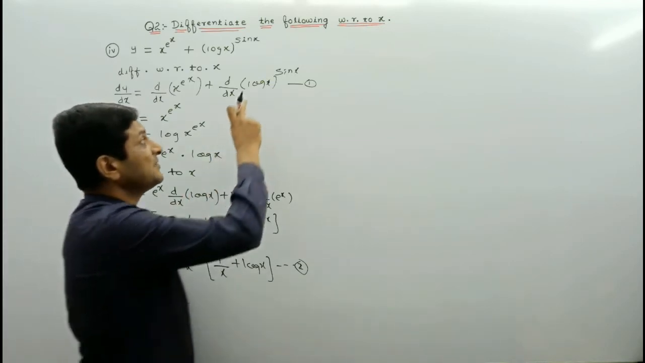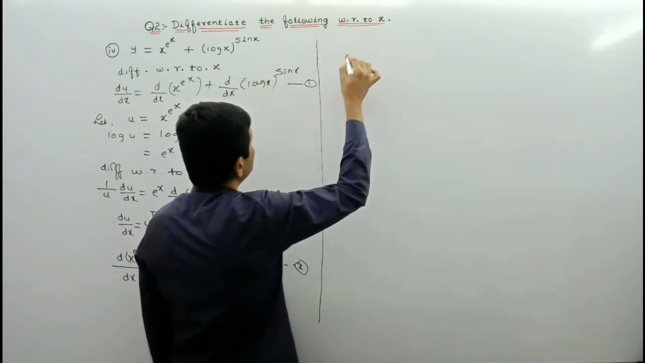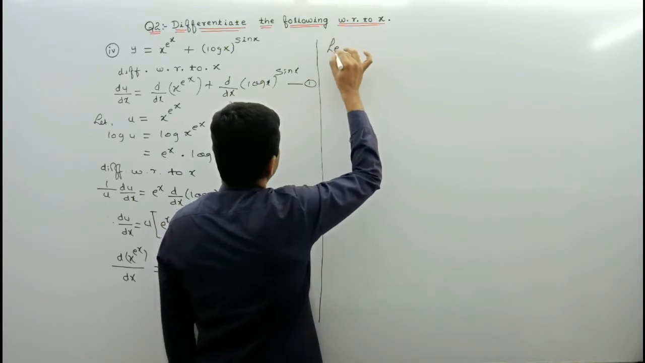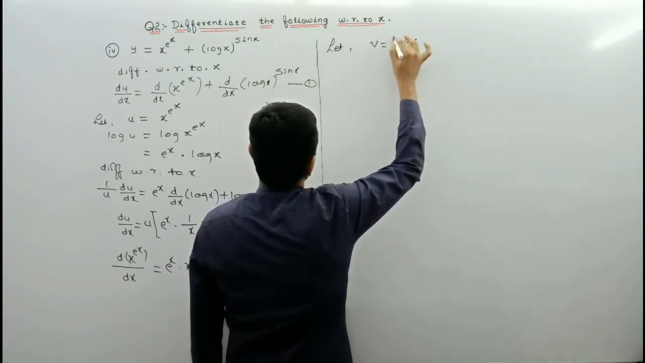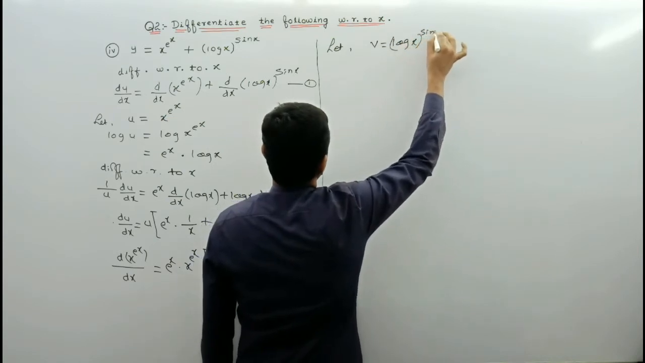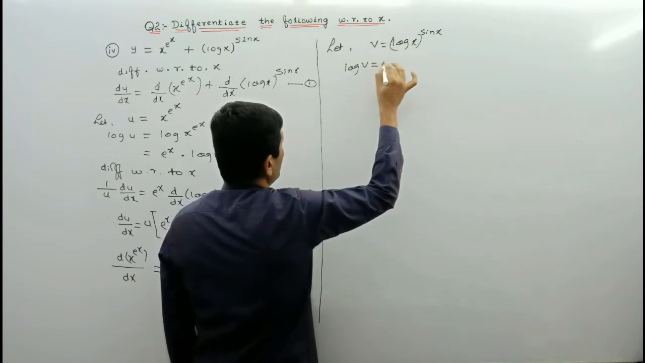Now we are finding the differentiation of the second term. Differentiation of what? Log x raised to power sin x. So we are denoting it by v. So let v equal log x raised to power sin x. Since the function is in the form of f of x raised to power g of x, we are taking log on both sides.